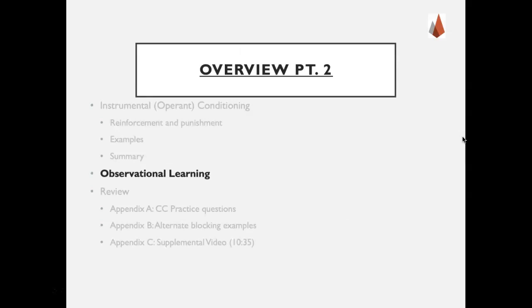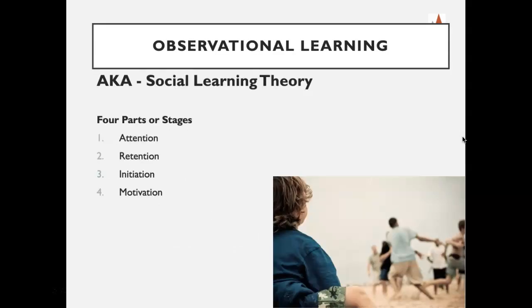Observational learning. This is perhaps some of my favorite because I love social learning theory. Observational learning is just learning through watching others. There are four parts or stages: attention, retention, imitation, motivation. I've put notes in this slide to define these factors for you if you want to look at it, but I'm going to explain it now.